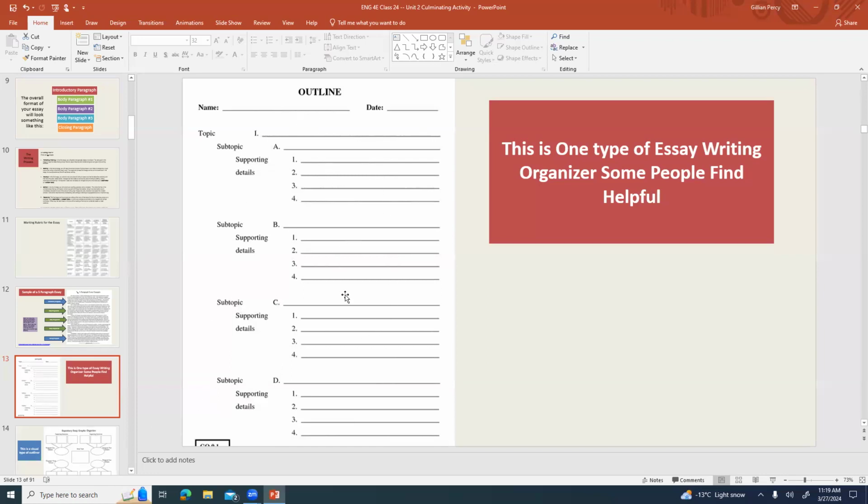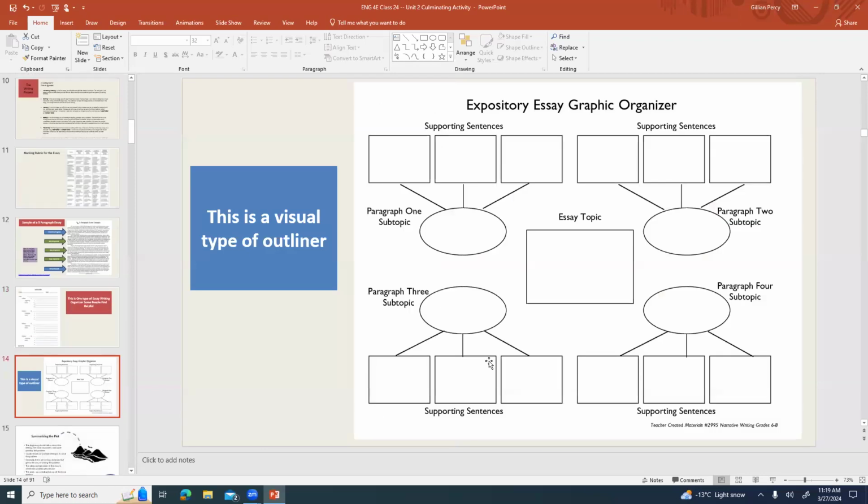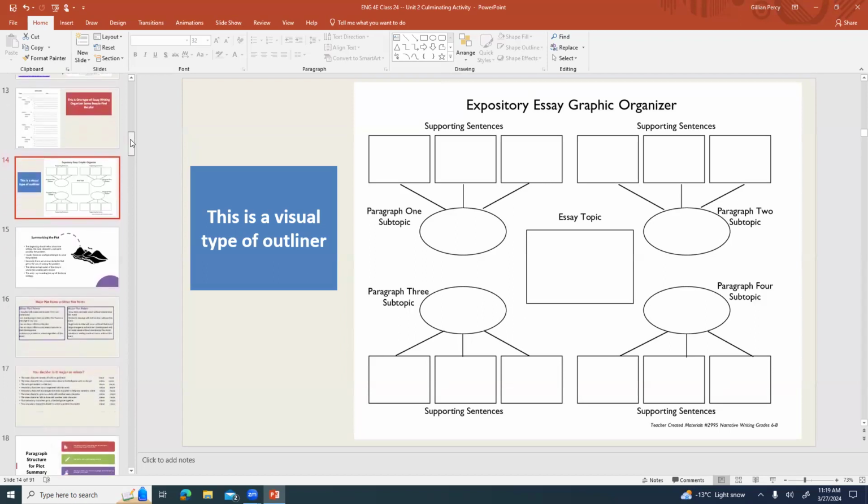Now, not everybody thinks this way. So another possible way to do this is this visual format. Here you'd put the topic essay in the middle, your four main ideas, and then supporting ideas or sentences here. You don't have to do it this way. I'm just strongly suggesting that you take time to do outlining and brainstorming before you start trying to write the essay. All right, so we're going to go into the content of each paragraph.